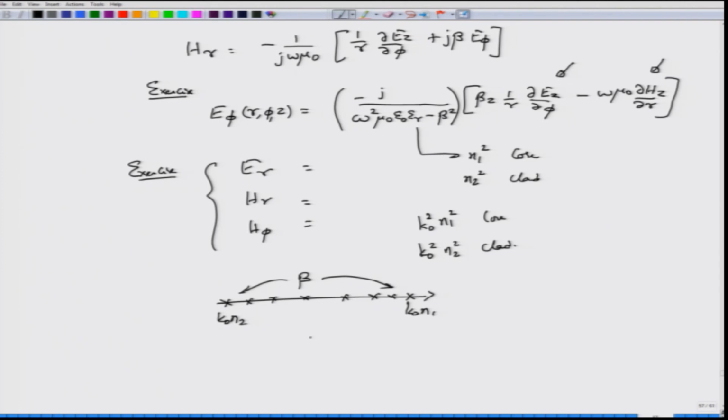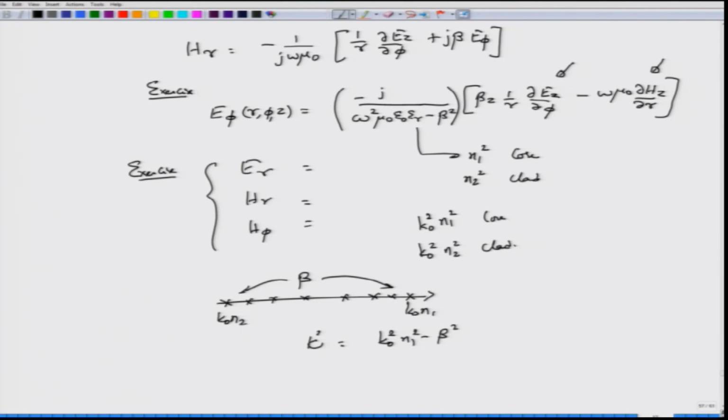Just as we did for the slab waveguide, where we defined kappa f square as k0 square n1 square minus beta square, we are going to do the same thing here, but instead of calling this kappa f, I am going to simply call this kappa. I could have of course called it kappa c to indicate that this is the core, but then I would also have the same letter for the cladding.